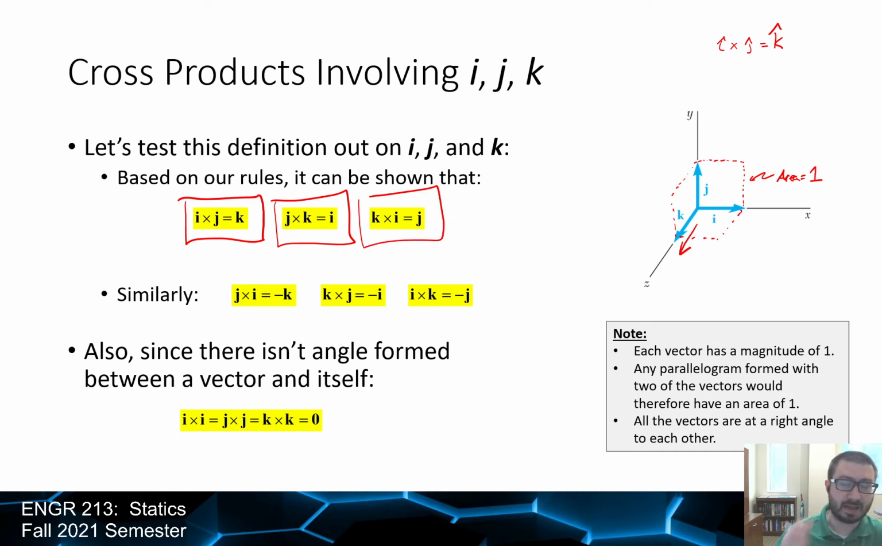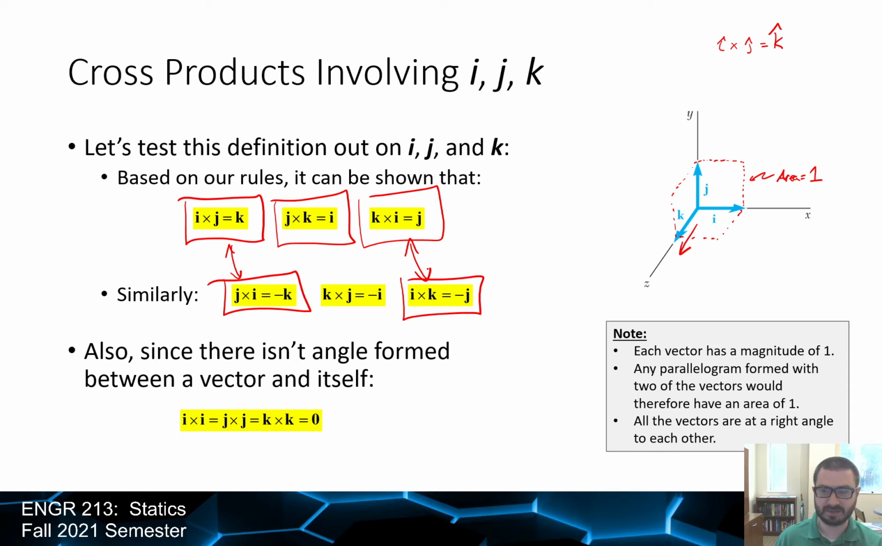Now, similarly, what if you flip the direction? I cross j is k. What about j cross i? Well, it's the same magnitude, but if you follow your right-hand rule, your thumb's going to be pointing in the opposite direction, along the negative z-axis. So it's a magnitude of 1, but you're flipping the direction. That's why you change the sign here. Anytime you flip the order, you flip the sign.